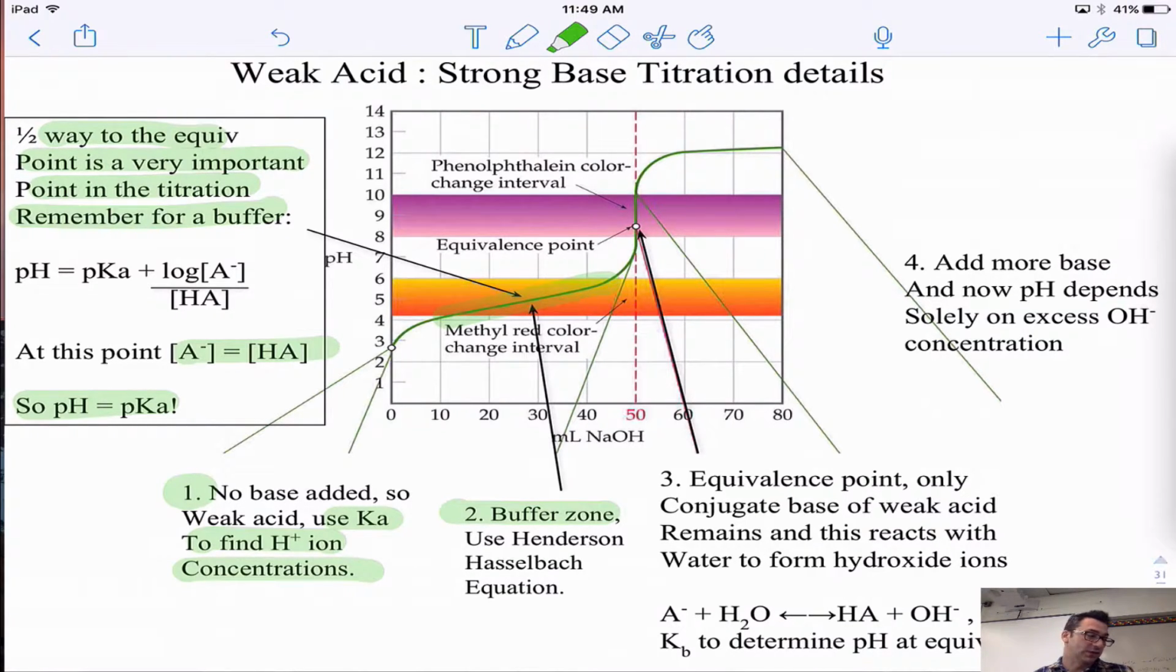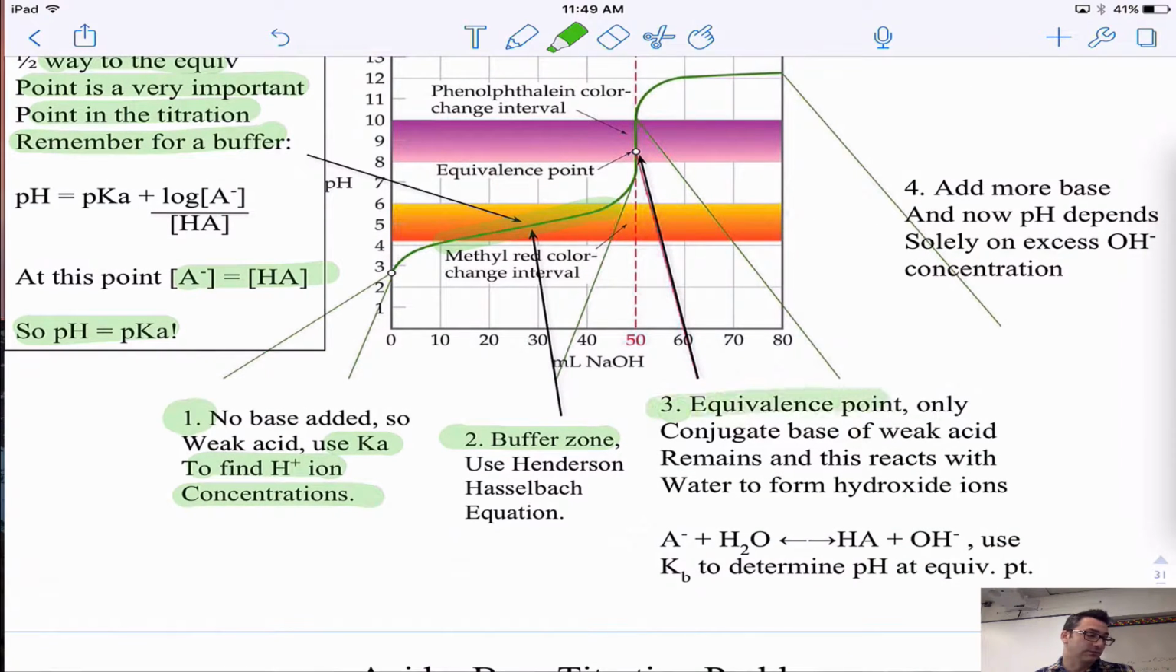The third calculation that they ask you about is at the equivalence point, and this is the hardest calculation of the bunch. It's difficult because when you're at this equivalence point, you'll only have conjugate base left from the weak acid. So you have to write a new equation where the base hydrolyzes the water and forms OH minus. And when this happens, you have to use a Kb instead of a Ka and find the pH. So that question is the most involved.